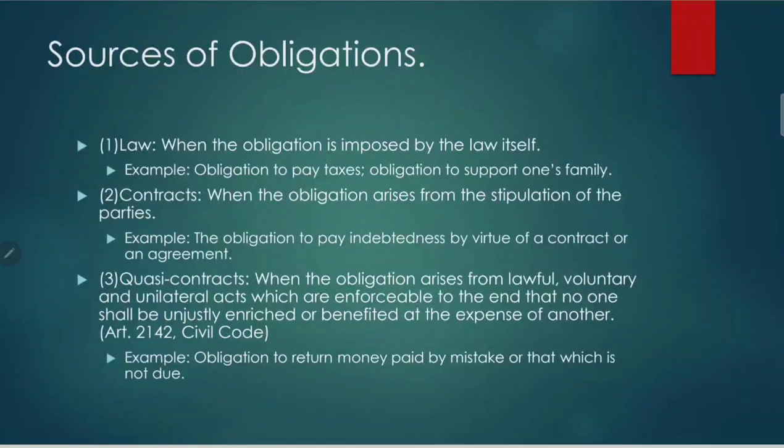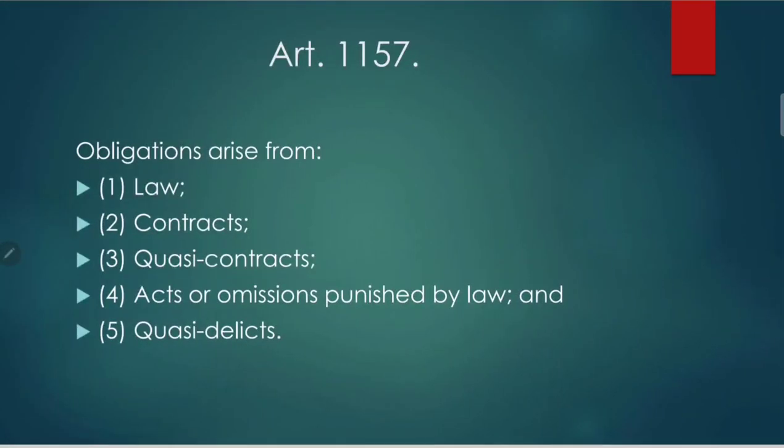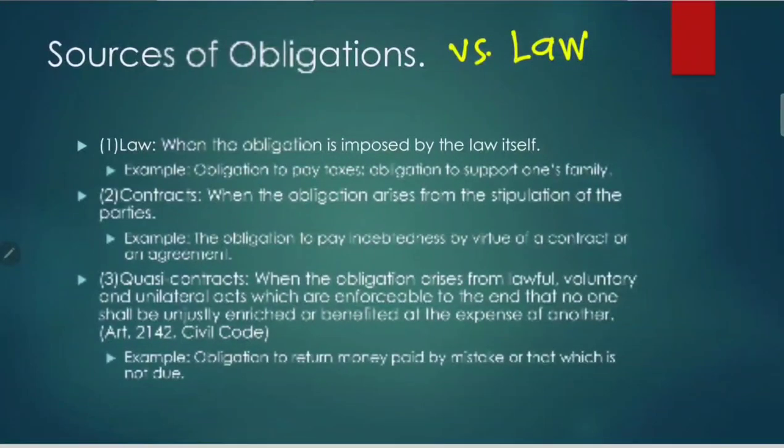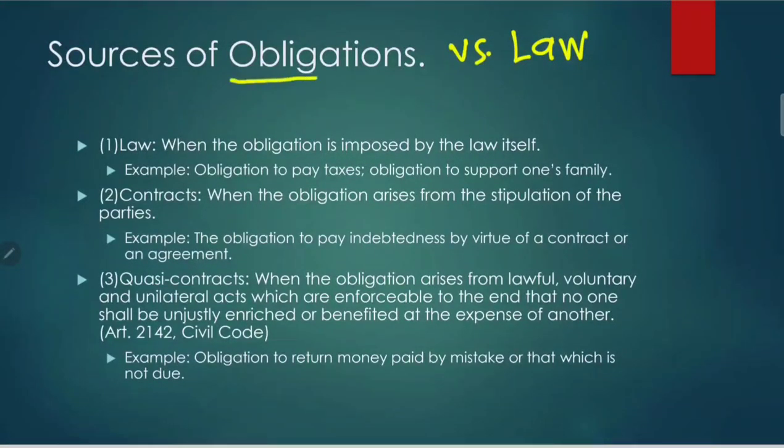Huwag tayong malilito sa sources of obligations versus sources of law. We discussed nung previous discussion natin yung sources of law. We have primary and secondary. Hindi na yon yung tinutukoy natin ngayon dito sa sources of obligations. Pag sinabi natin sources of obligations, ito yung 5. Law, contracts, quasi-contracts, acts or omissions punished by law, and quasi-delicts. So, ayan, huwag kayong malilito sa sources of obligations and sources of law.